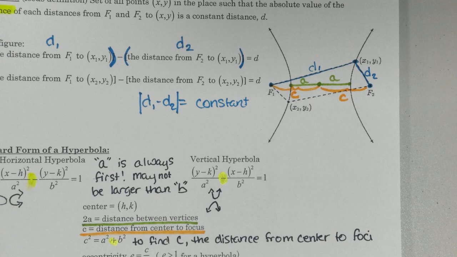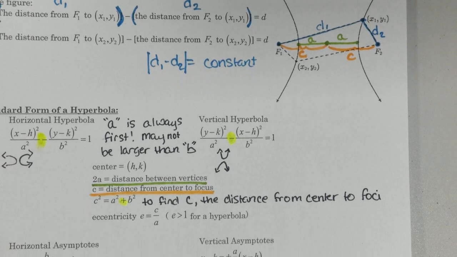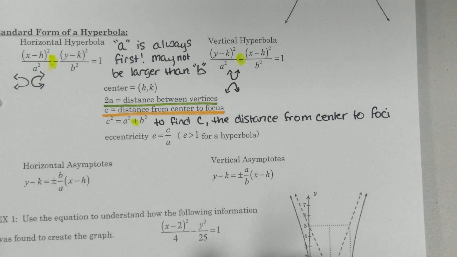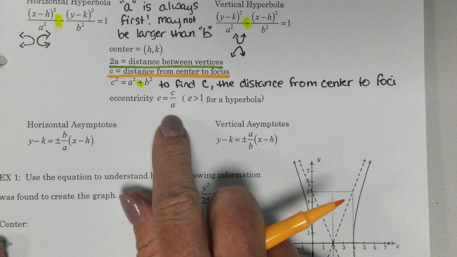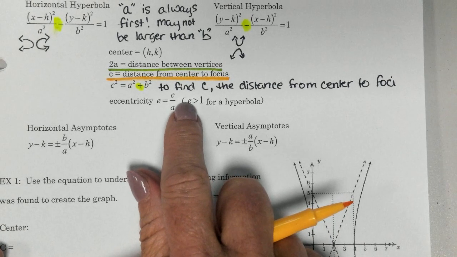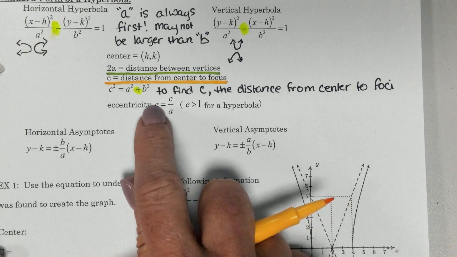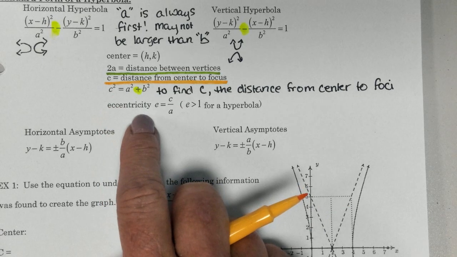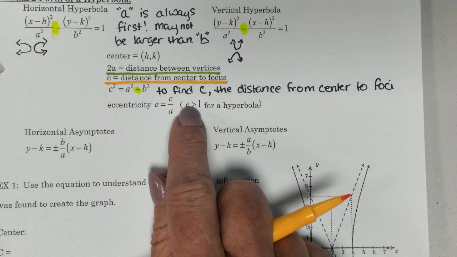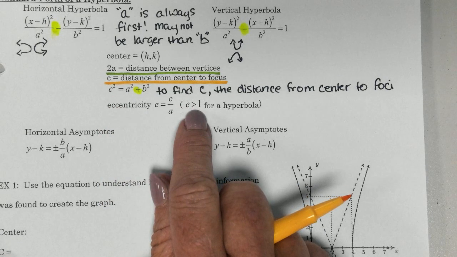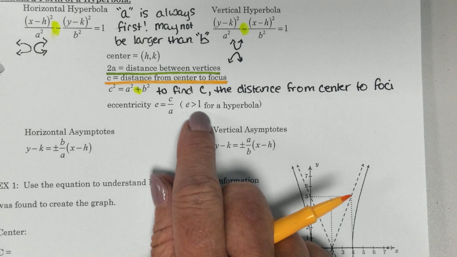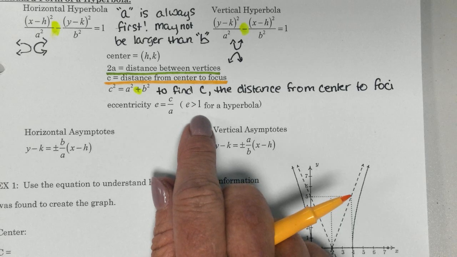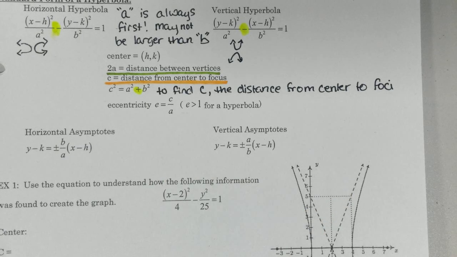All right. Now, hyperbolas also have eccentricity. The formula is the same as that of the ellipse, C divided by A. However, because we are adding A and B, your C value is going to be a little bit larger. Therefore, our ratio is always going to be greater than 1. Because remember, the ellipse is between 0 and 1, and for a hyperbola, it's going to be greater than 1.